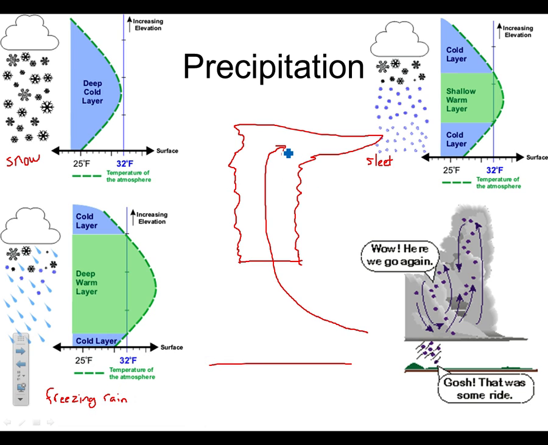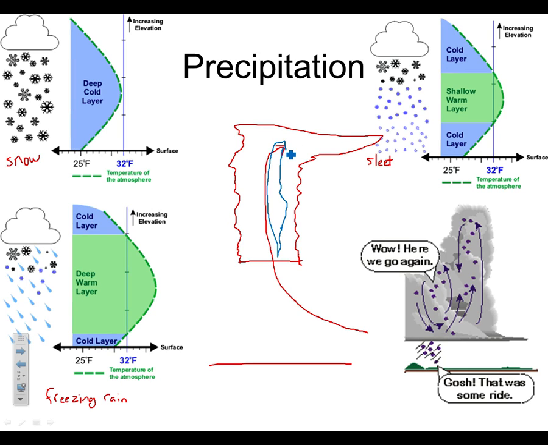So that piece of ice is going to fall through the cloud. As it falls through the cloud, it hits cloud droplets, and you get a layer of water surrounding that ice crystal. It goes down, and it's going to hit the updraft, and the updraft is going to blow it back up. When it blows it back up, that layer of ice will freeze.